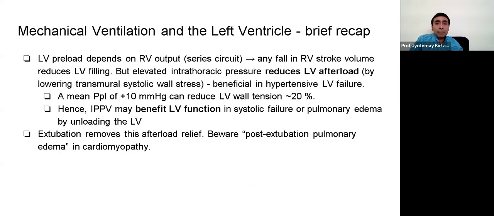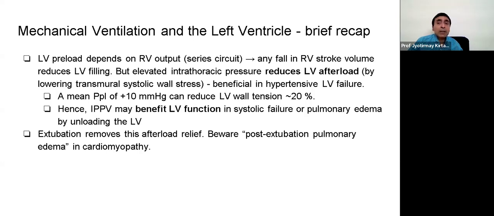So we are talking about RV, but we also need to talk about the LV a little bit. I'll go very briefly, in a single slide. So RV, as I already told, LV preload depends on the RV output because they are in series. Whatever the RV pushes out, the left ventricle receives as a preload. So if the RV stroke volume gets reduced, LV preload will also get reduced. And the elevated intrathoracic pressure reduces the LV afterload, so it will actually help only in a hypertensive LV failure, not in other kinds of heart failure.